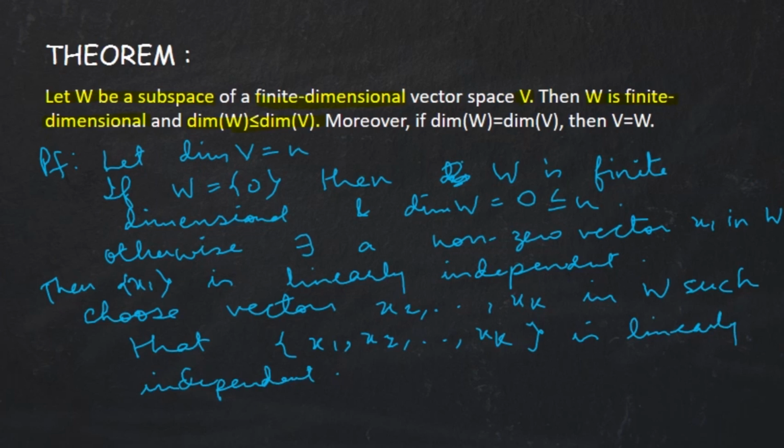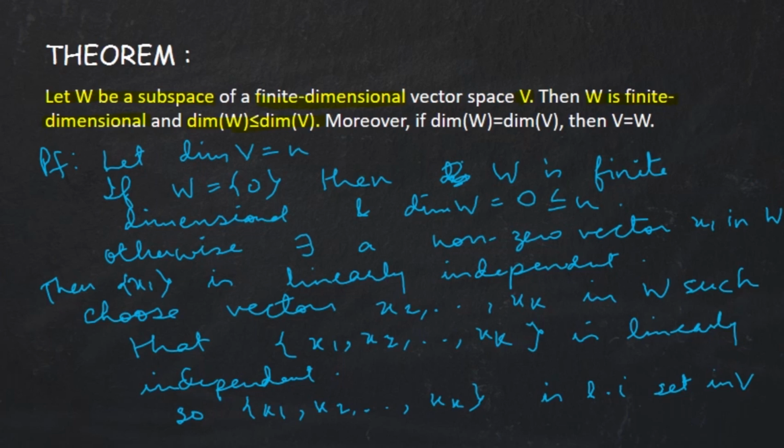Now this set x1, x2, xk is contained in W and W is a subspace of V. So this is a linearly independent set in V as well. Okay. So this set x1, x2, xk is linearly independent set in V and V का dimension क्या है? V का dimension हमने n assume किया था, तो V में कोई भी लीनियरली इंडिपेंडेंट सेट में n से ज़्यादा वेक्टर्स तो हो ही नहीं सकते, ये हमने थ्योरम में प्रूव करा हुआ है.